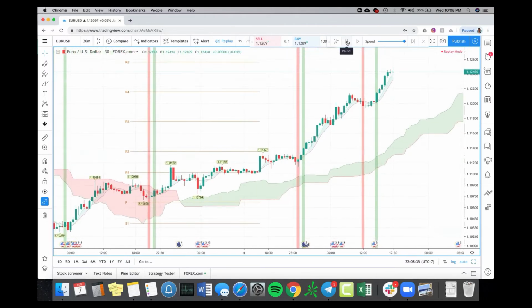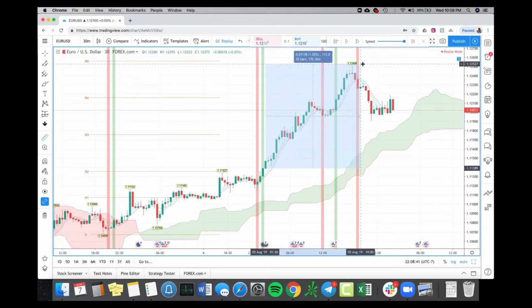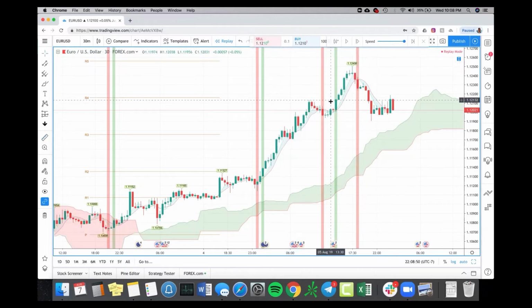Yeah, he would have made a ton of pips. If he entered right here and went all the way up, he would have made 110 or 111 pips. And that's all just one trade. And you could do the same thing here too, because you got another signal here, so you'd write it up again.